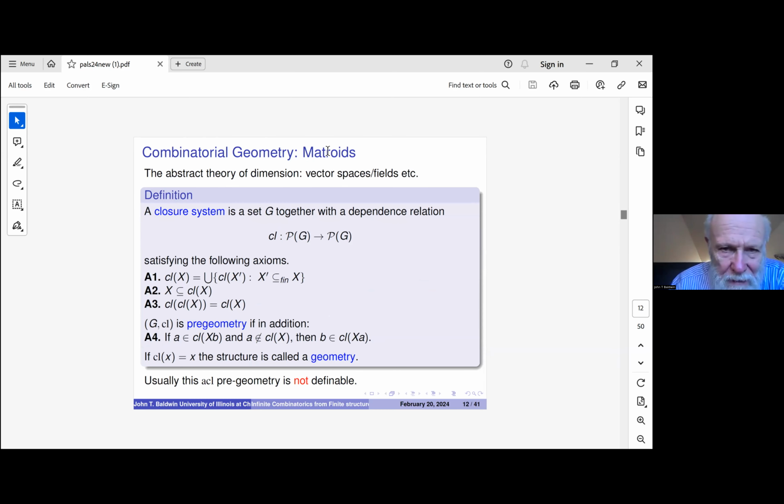So just to be clear about what I mean by a combinatorial geometry, it's a closure system, that is a set G with a map from subsets to subsets, satisfying that the closure of X is the union of the closures of its finite subsets, X is monotone, X is contained in the closure of X, transitive, and it's a pre-geometry, or a matroid, if in addition it satisfies the exchange axiom. So these are the axioms from linear algebra, or van der Waerden a little bit later. And if the singletons are closed, then you call the structure a geometry. And since we're going to be worrying about which notions are definable in general, you're going to need infinitely many formulas to define the closure of a set.